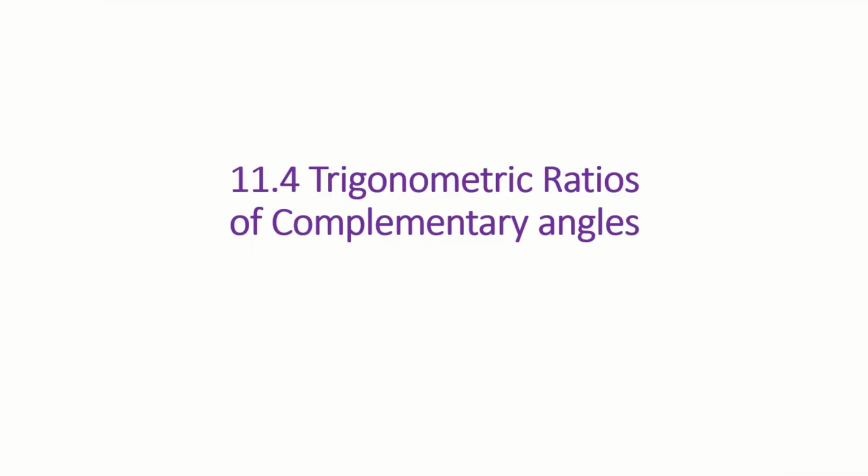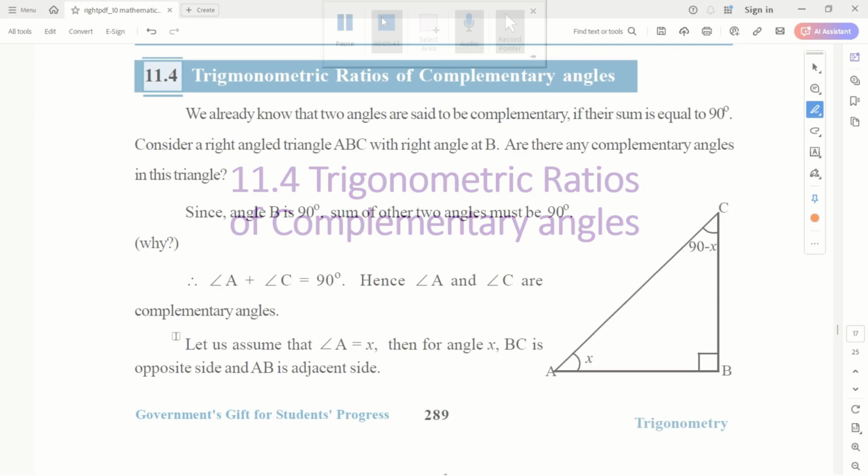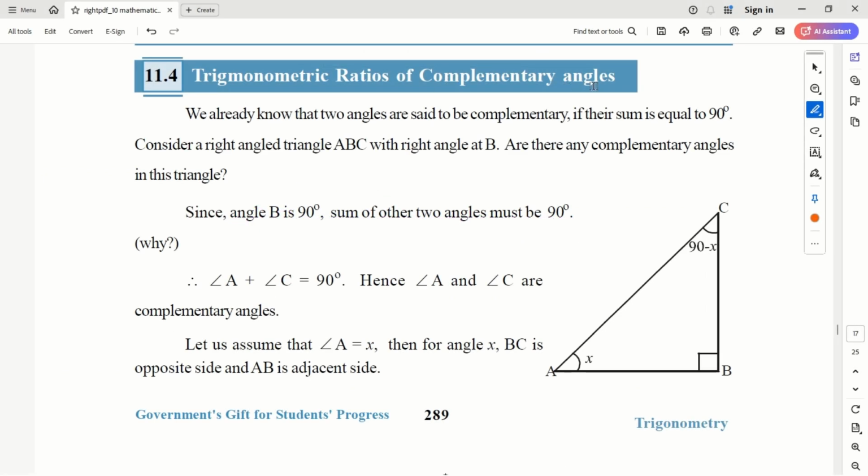Okay, next. Trigonometric ratios of complementary angles. We know what complementary angles are: x and 90 minus x are complementary angles. They are basically the two acute angles of a right angle triangle. X and 90 minus x are exactly the acute angles of a right angle triangle.